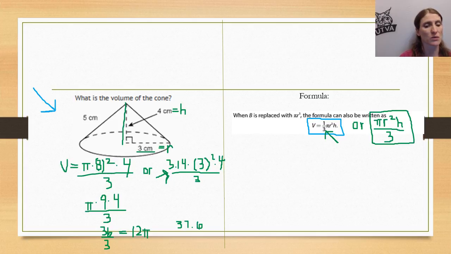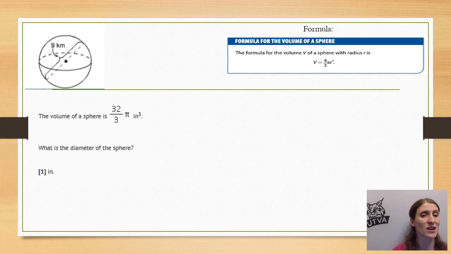And I just didn't say, well, how do I know which one to answer with? So they're going to tell you, okay? Either they're going to say using pi, and it's going to be multiple choice, and you're going to see that this answer is there. Or they're going to say an approximation, and you'll see something close to this. Okay, that's cones. So let's talk about spheres.